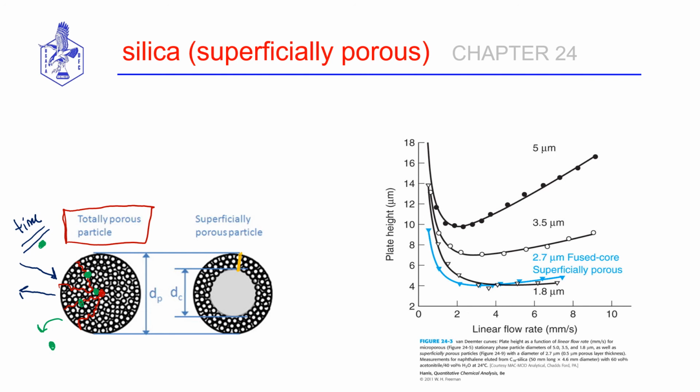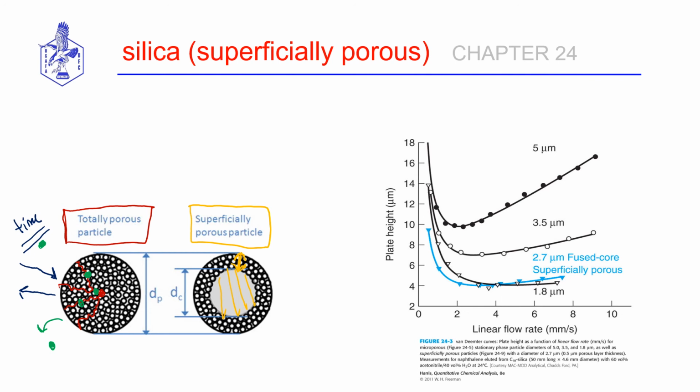So a patented technology that came out was something known as superficially porous particles, in which the pore structure only exists at a smaller depth on the outer silica surface, and at the center is just a solid core of silica with no pore structure. The advantages of that design of the particles are as follows.